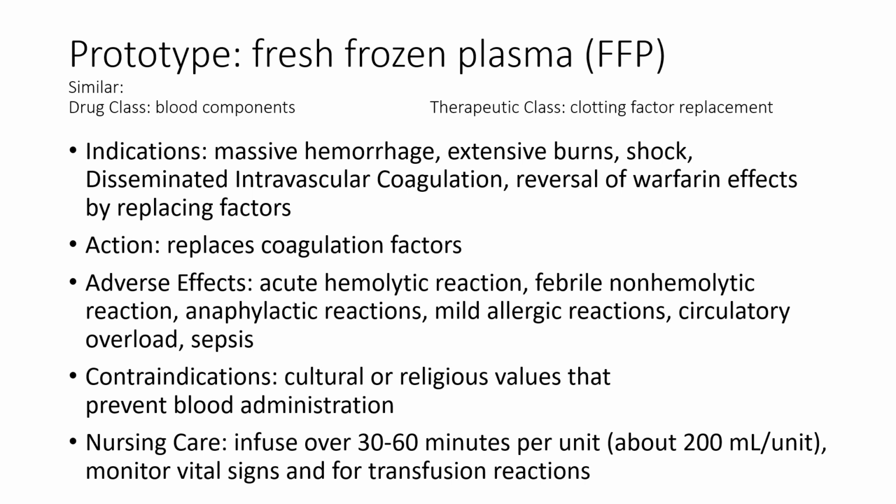So if someone's having a massive hemorrhage, we can't just replace the packed red blood cells, or sorry, the red blood cells. We need to replace the clotting factors that they're losing in their hemorrhage. We need to replace the platelets as well. So they get all three of them: red blood cells, platelets, and plasma. Okay.